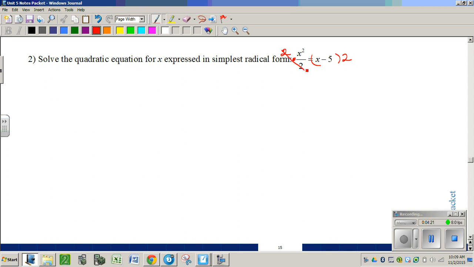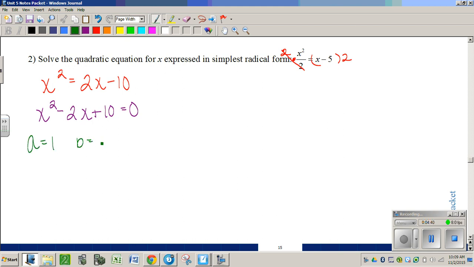So these 2's are going to cancel. So I'm going to end up with x squared equals, I'm going to distribute that 2. Okay, now I'm going to move everything over with my x squared. So what I did was I eliminated having to deal with an a value that was 1/2. Now I just have to deal with an a value that's 1. So a is 1, b is negative 2, and c is 10. So once you find that a, b, and c value, you just go ahead and substitute into your formula.